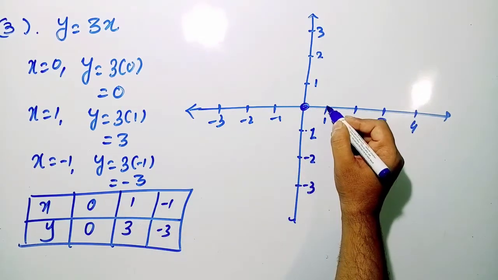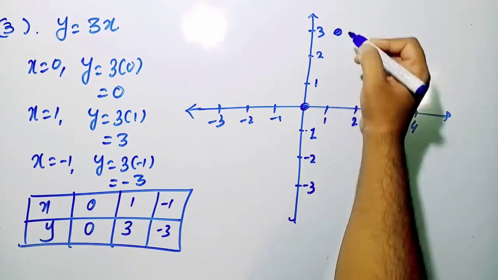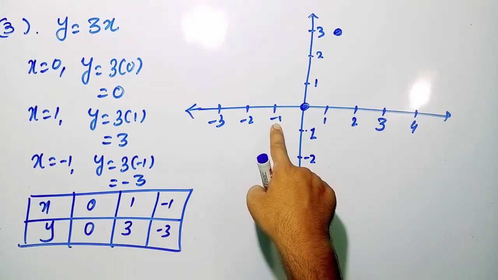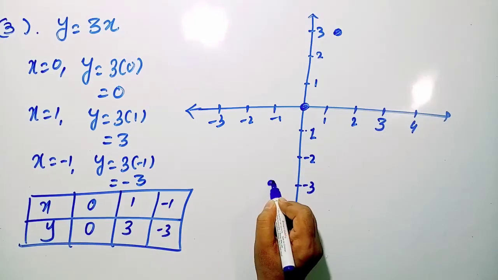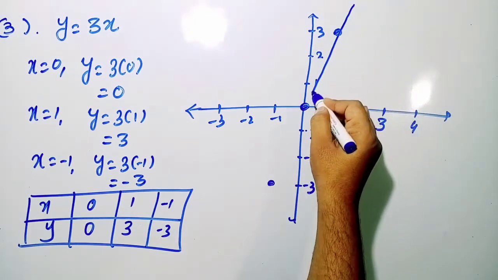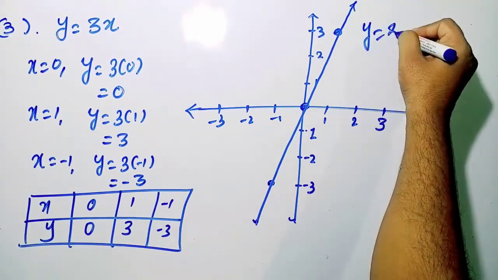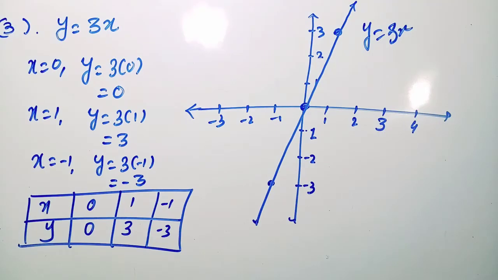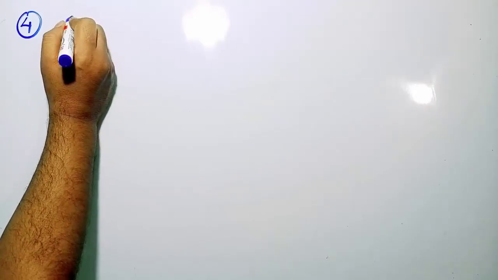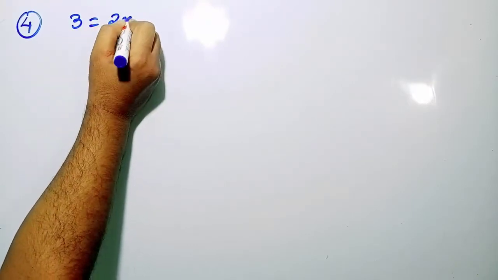First of the origin, 1 and 3: x is 1, y is 3. Now x is minus 1 and y is minus 3. Now these points are collinear, so drawing the line from these points, we are getting y is equal to 3x. So this line represents y is equal to 3x. Now moving to question number 4.